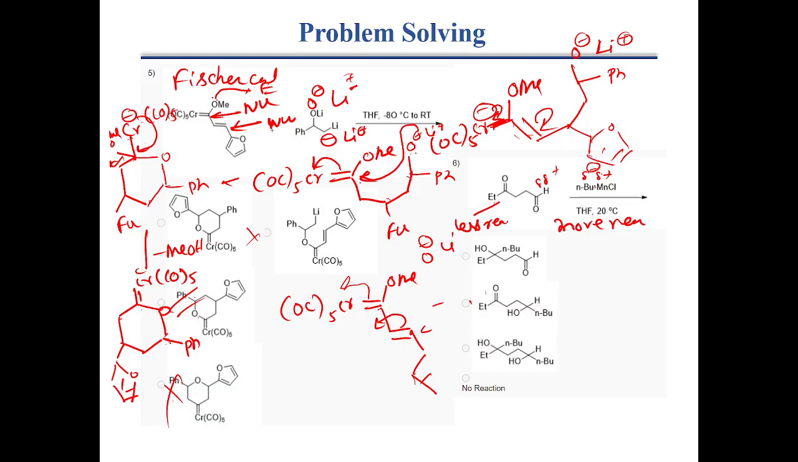So the N-butyl should react on the aldehyde rather than ketone, because of the electrophilicity. So the right answer will be this one. So the N-butyl group reacts on the aldehyde center. So ethyl C double bond, CH2 CH2 OH, N-butyl, and there is a hydrogen. So option C is the right answer.